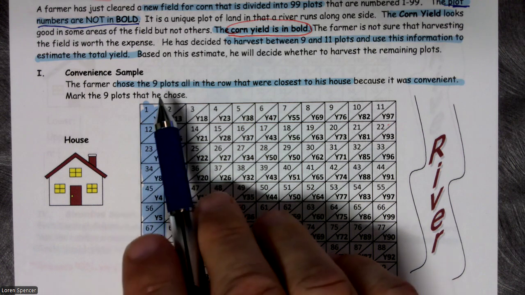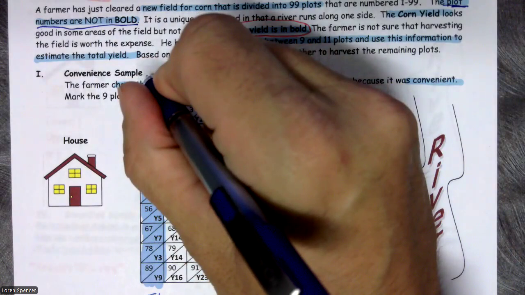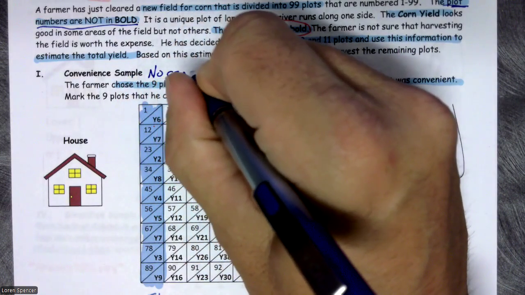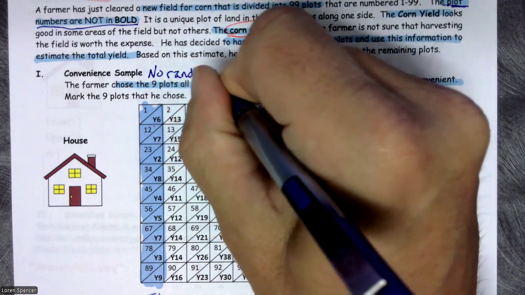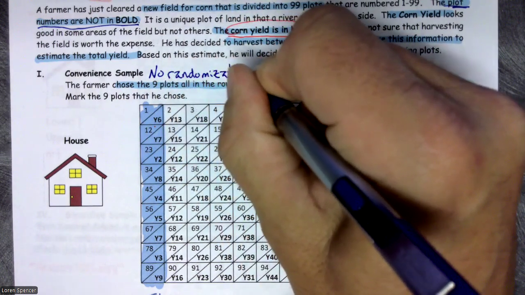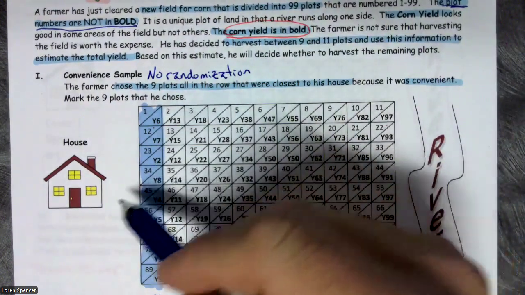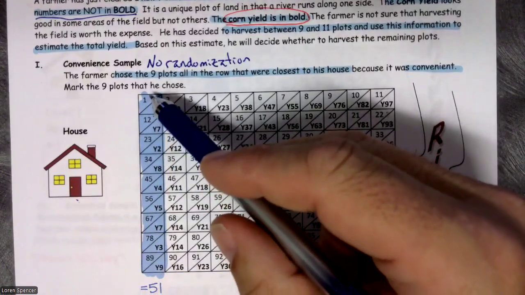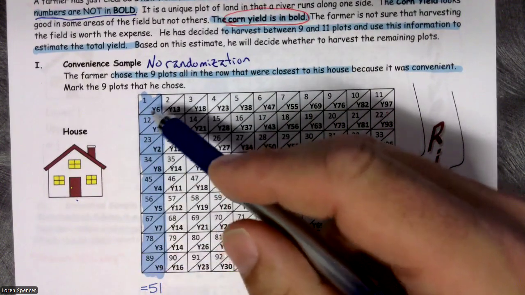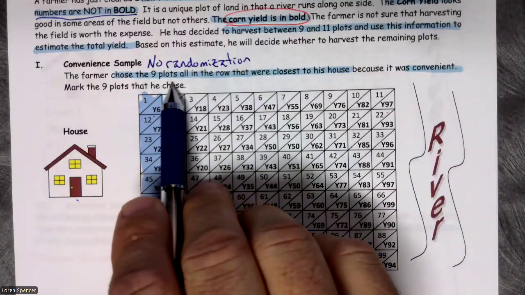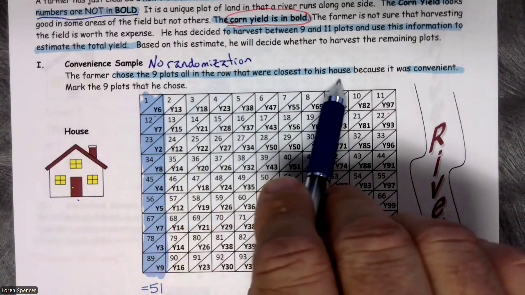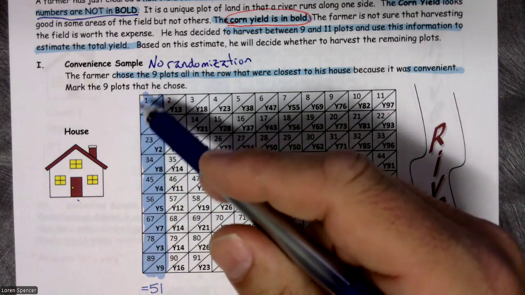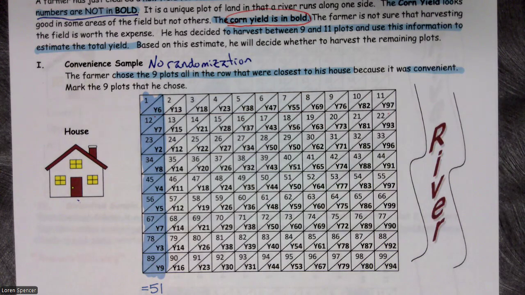So, convenience sample. First off, let's keep in mind that a convenience sample has no randomization, and you do what's easy. Well, if I'm the farmer, I think I'm probably going to leave the house, and what's going to be easy or convenient is to survey the ones closest to the house. And that's what he does. The farmer chose the 9 plots all in a row that were closest to his house because it was convenient. Mark the 9 plots. Well, here's the 9 plots. It's all highlighted. That's what he chose.